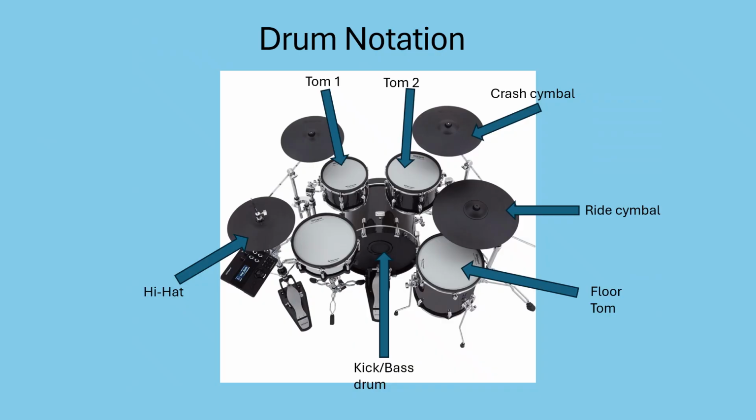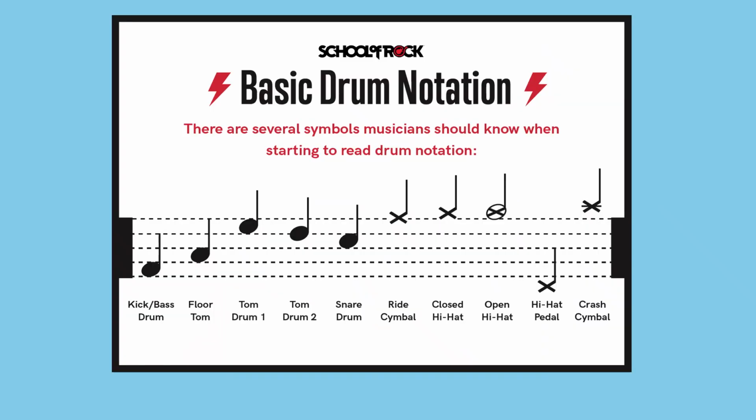Next, I'm going to talk about drum notation, but first, here is a standard drum kit setup. You have the hi-hat, tom 1 and tom 2, the crash cymbal, the ride cymbal, the floor tom, and the kick or bass drum. Drum notation is written on a traditional stave with 5 lines and 4 spaces.